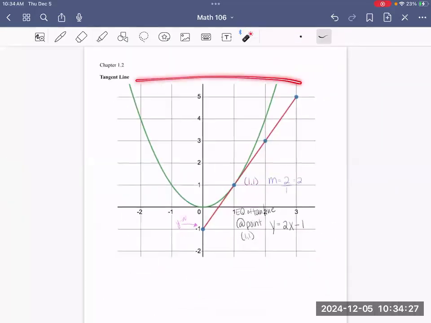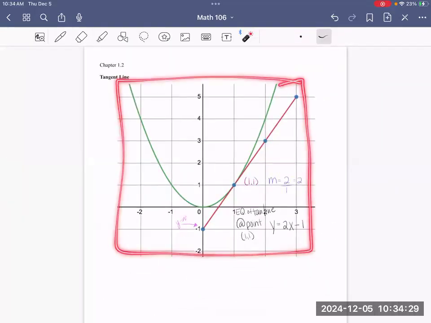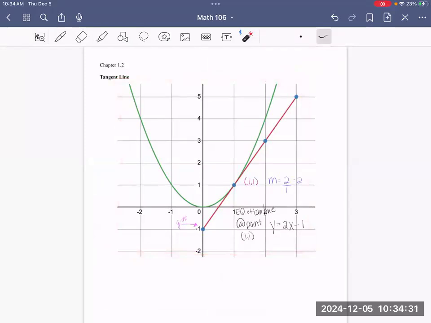Now, you're not always going to be given this graph. That is what we're doing in Math 106: you no longer have this graph. This graph, however, is y = x^2. It is just a very basic parent function of a quadratic.